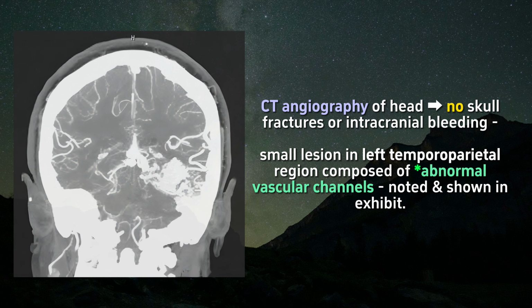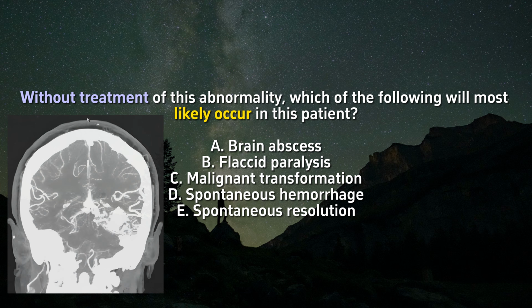CT angiography of the head reveals no skull fractures or intracranial bleeding, but a small lesion in the left temporal region composed of abnormal vascular channels is noted and is shown in the exhibit. Without treatment of this abnormality, which of the following will most likely occur in this patient? The correct answer is D, spontaneous hemorrhage.